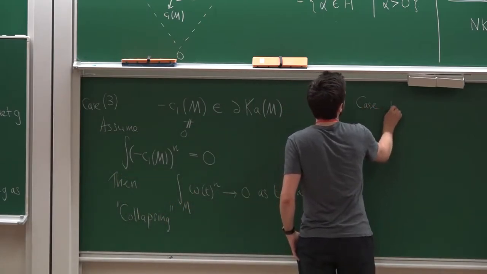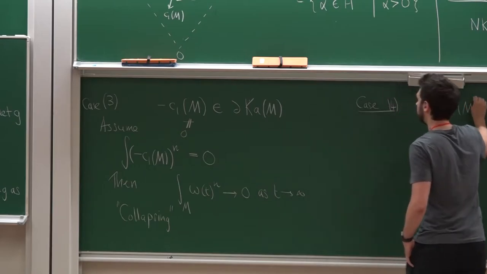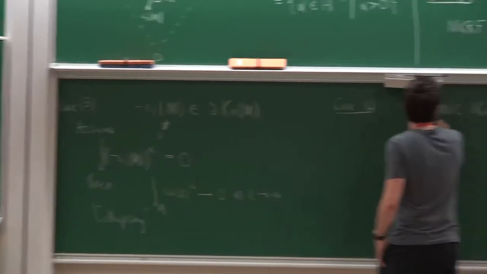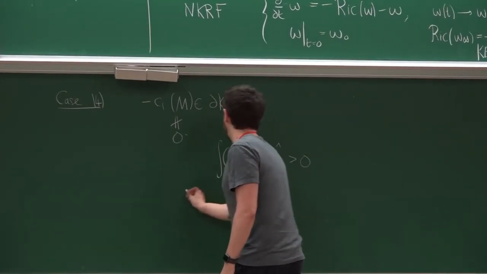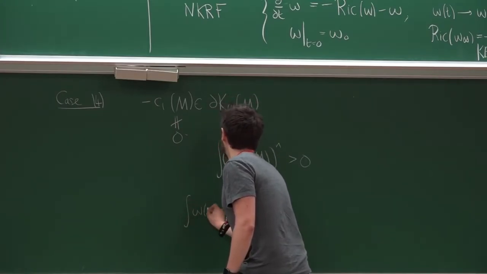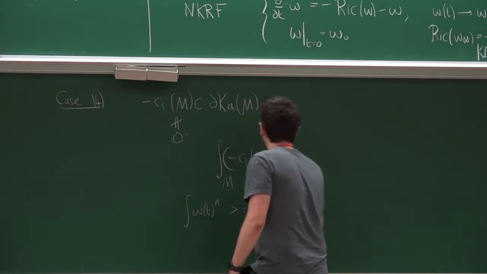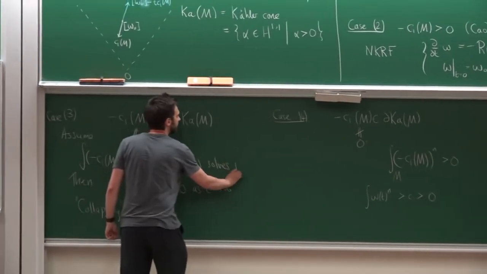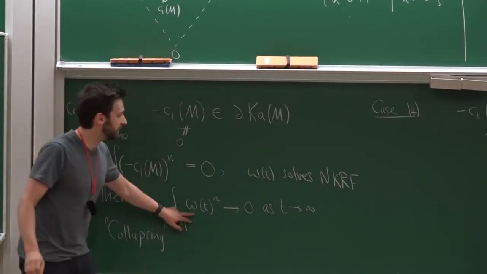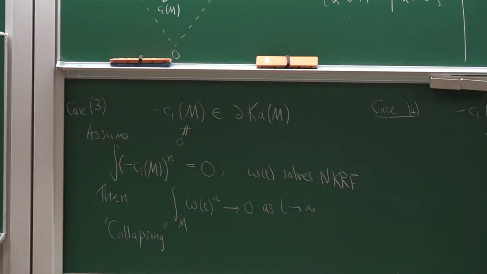And then there's the final case, of course, where it's the same thing, but the volume doesn't go to zero. Again, this is non-zero, and I want to consider the case where this is strictly positive. In this case, the integral of omega t to the n is bounded below, where omega t solves the normalized Kähler-Ricci flow. And this is what I call the non-collapsing. So those are the two cases I want to focus on.